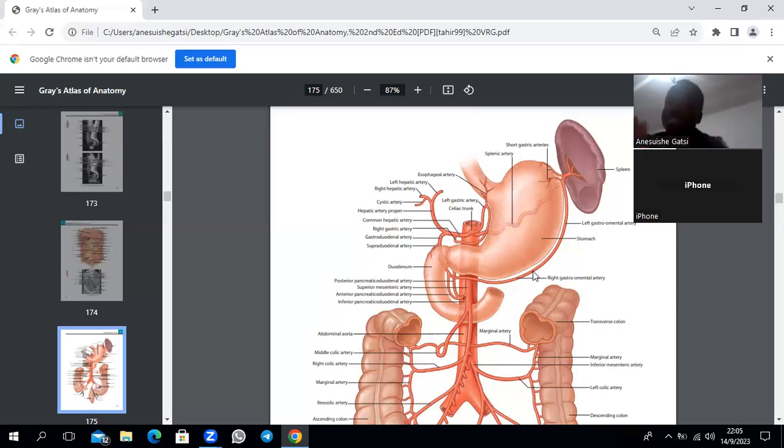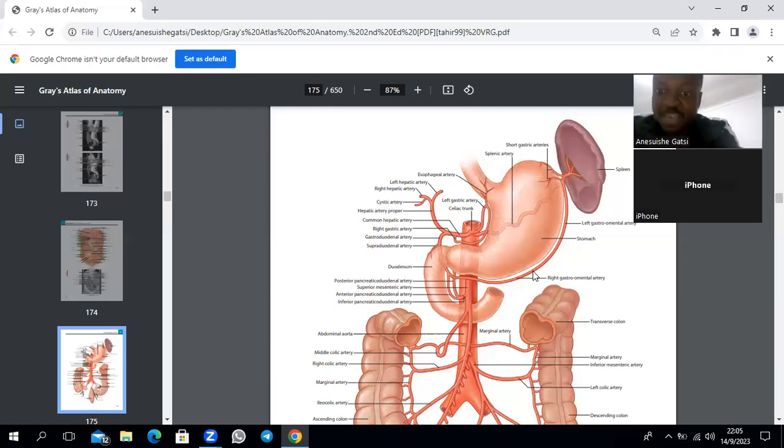Right? And your blood supply for the stomach is done and dusted. So left gastric, right gastric, that's the lesser curvature. Left gastroepiploic, right gastroepiploic, greater curvature. Short gastric arteries, fundus of the stomach, right? And then, the veins will follow the arteries.